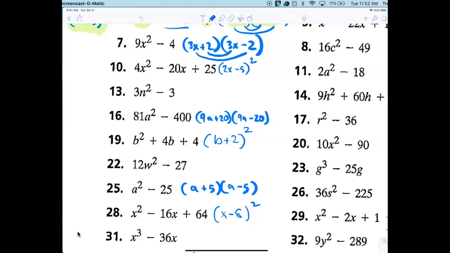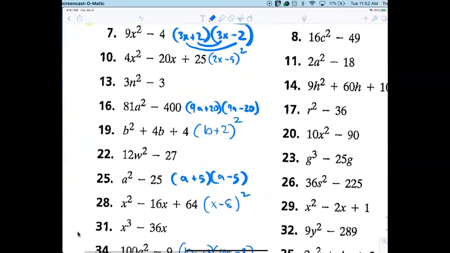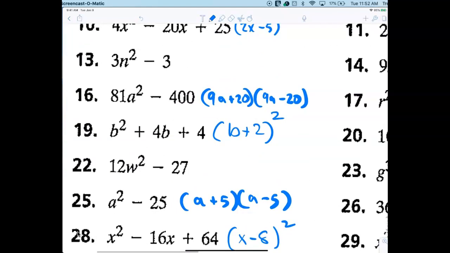All right, so here we go. I need at the top here: sometimes there is a GCF. Sometimes there is a GCF. So every single time you factor, you have to look first to say, is there something common? Is there something common with 3 and 3?